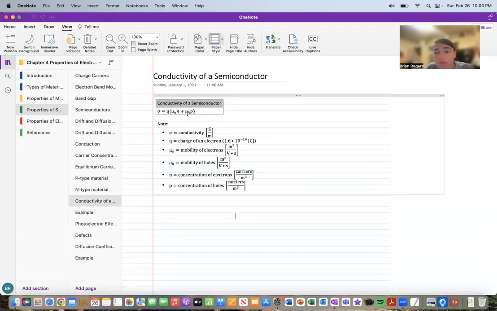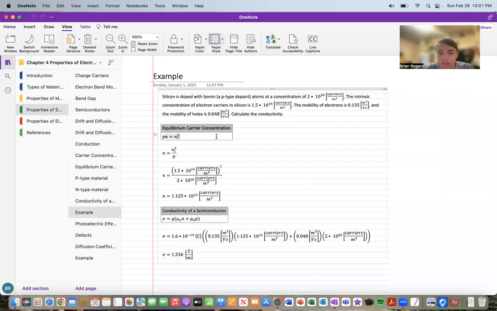So the conductivity of a semiconductor is determined by, sigma represents the conductivity, and it's equal to the charge of an electron multiplied by the mobility, so how fast those electrons can move, times the concentration of those electrons, plus the mobility of the holes, so how fast those holes can move, times the concentration of the holes. So that will determine your total conductivity, and it takes into effect both your electrons and your holes in order to determine the total conductivity here. So it takes into account both parts.